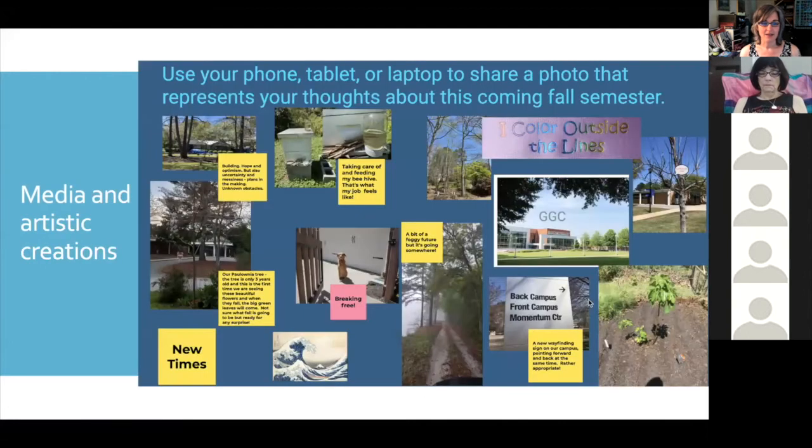Another take on that would be to invite participants. So this was a day-long workshop that we did online. We wanted folks to have a break, and if they could get outside, if they could take a walk, if they could scroll through their phone images, find an image on their computer that represented, for this group, their thoughts about this coming fall semester. And so they shared a picture, and then they just talked through why this represented. Some people went out and took a walk. Some people found media that they already had.